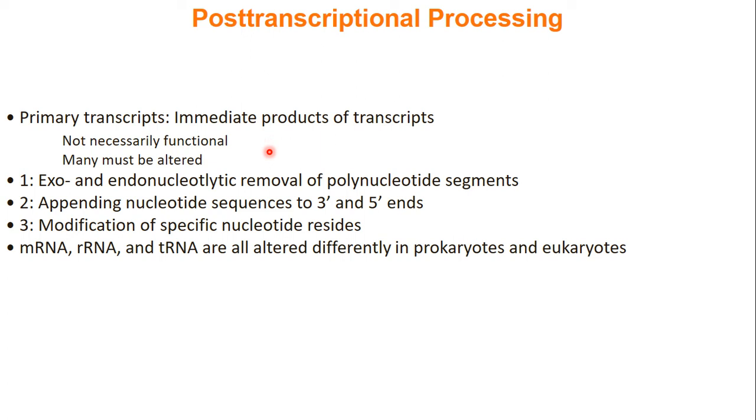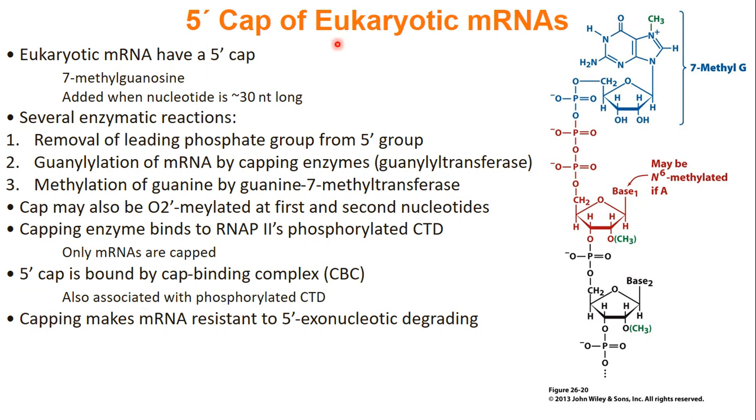And we have three major types of post-transcriptional processing that we can do. One is exo- and endonucleolytic removal of the polynucleotide segments. Another one is modifying the ends of our RNA. And the last one is modification of specific residues. And the different types of RNAs are all altered differently in prokaryotes and eukaryotes. And so we're going to talk about eukaryotes here.